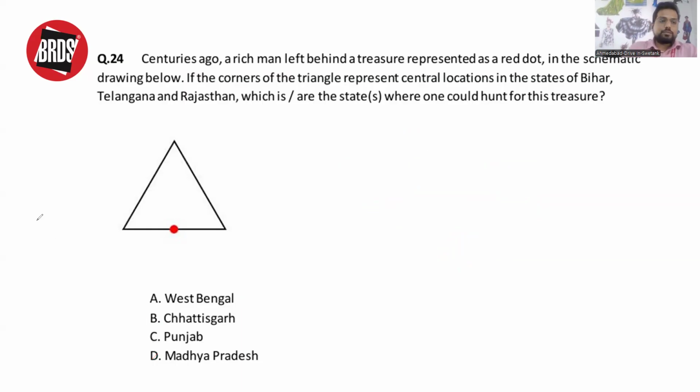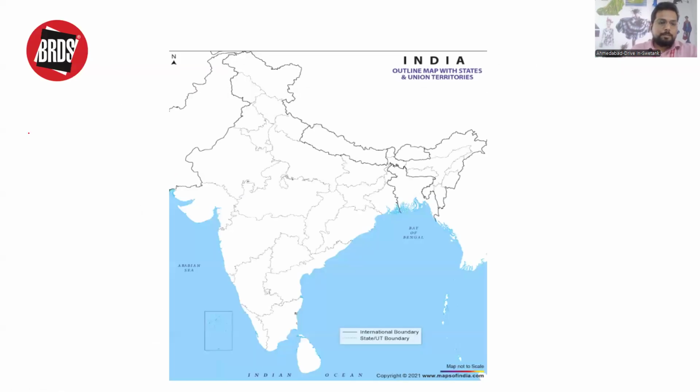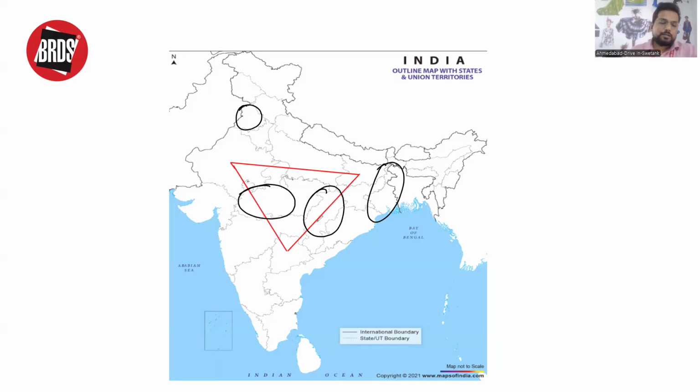Okay, if we think about this on the same Indian map, we can clearly see that this is Rajasthan and this is Bihar, and here comes Telangana. If we form this triangle, something like this, the state of Punjab is here. This is the West Bengal we have. This is Madhya Pradesh, where the treasure may lie. And this is Chhattisgarh, where the treasure may lie. Other than that, there is a possibility of getting the treasure in Uttar Pradesh also, but that was not in the options. So the correct answer for this one would be B and D.